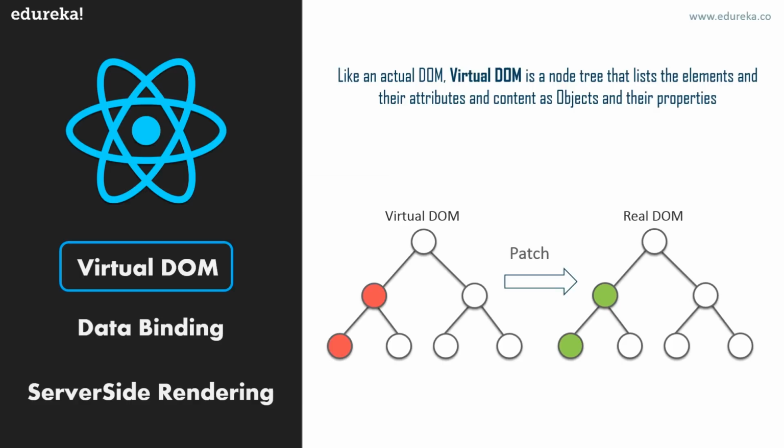The virtual DOM gets compared to what it looked like before you updated it. So React figures out the difference, or which objects have changed. Only those changed objects get updated on the real DOM. And then the changes on the real DOM cause the screen to change. So I can say that in React, for every DOM object, there is a corresponding virtual DOM object. Like any actual DOM, the virtual DOM is a node tree that lists the elements and their attributes and content as objects and their properties.